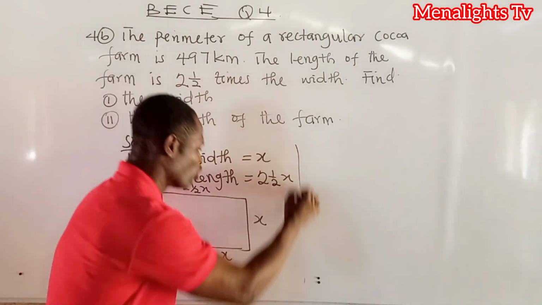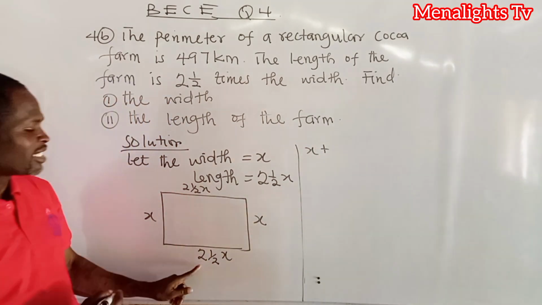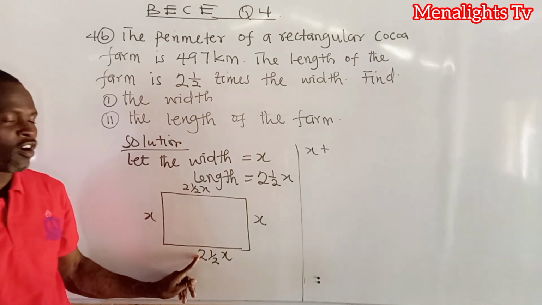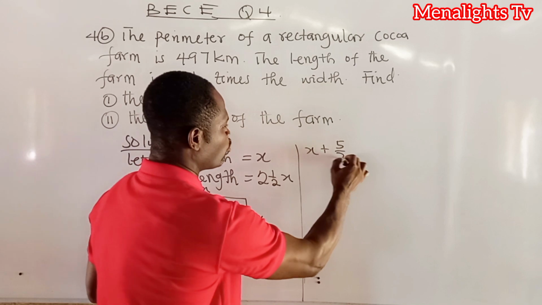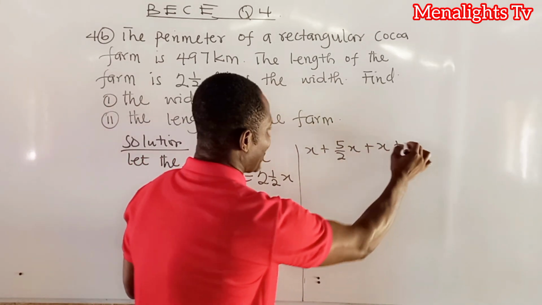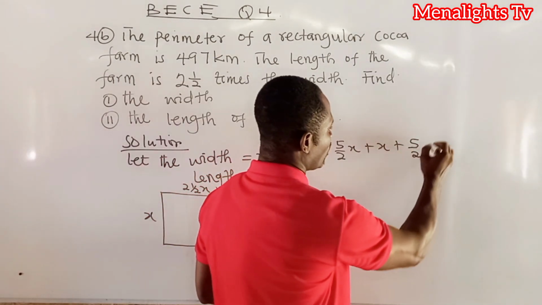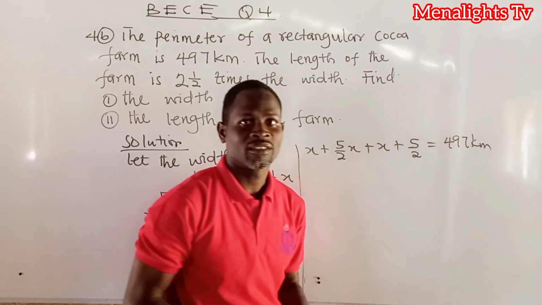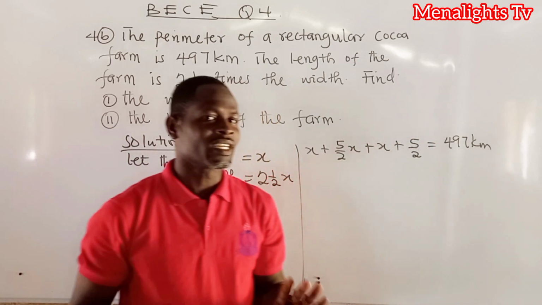Now when we add all this, that is what is going to give us the perimeter. So we can say that x plus, so now we are going to change this to an improper fraction. So 2 times 2 will give us 4, plus 1 will give us 5. So x plus 5 over 2 x, plus another x here, then plus 5 over 2 x, all is equal to 497 kilometers.